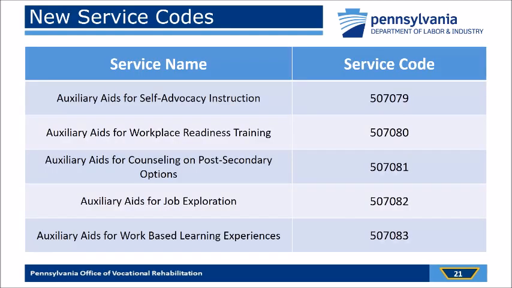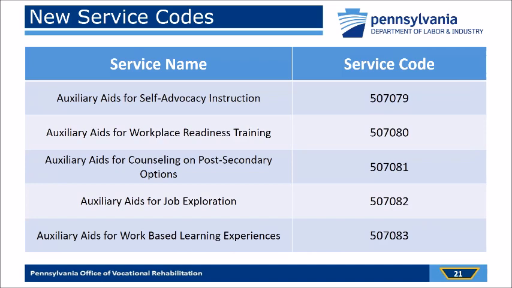So on this slide, you're going to see a table that lists the service name and then the new service code that we have. We have 5 new codes that line up with each of the 5 required pre-employment transition services. So starting at the top, if you needed to purchase an auxiliary aid for a student to participate in a self-advocacy instruction group, then the service code you would use is 507079. The codes are in sequential order.